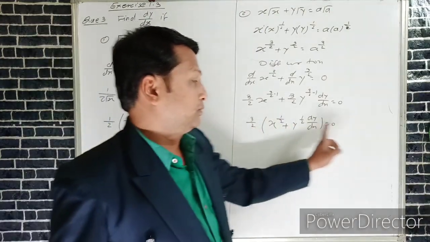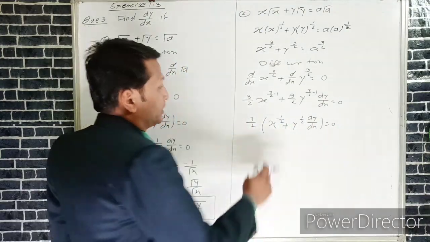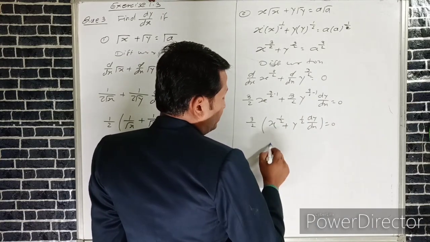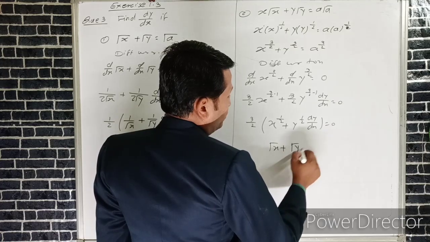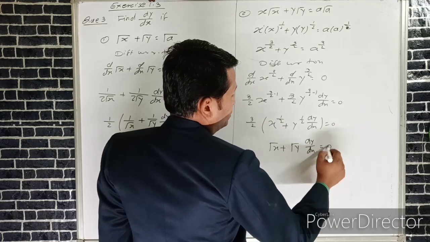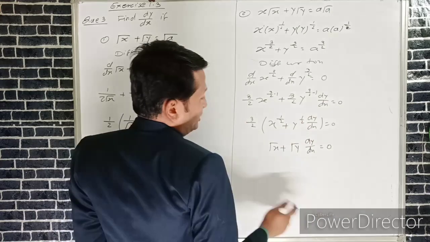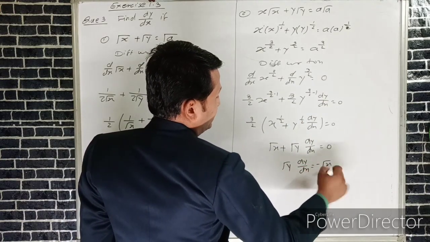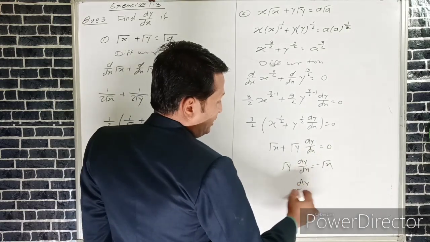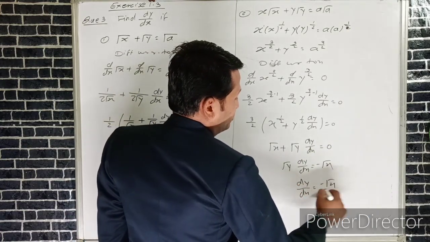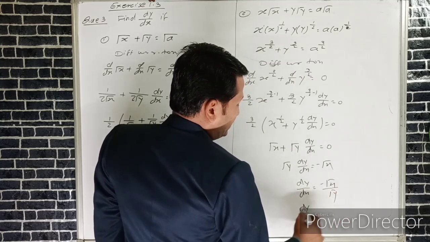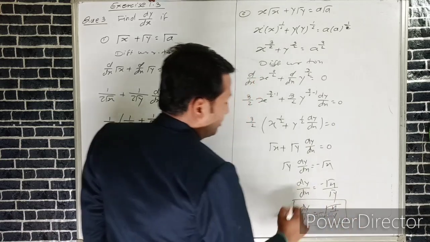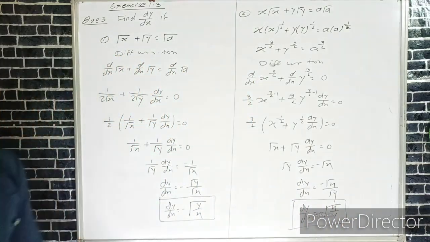If we shift this 3 by 2 to the right side, then 0 into 2 by 3 is 0. Also, x raised to the power 1 by 2 is root x, so we have root x plus under root y dy by dx is equal to 0. If we shift root x to the right side, we can write under root y dy by dx is equal to minus under root x. Hence dy upon dx is equal to minus under root x upon under root y. That is, we can write this again as minus under root of x by y, which is the required derivative of y, dy upon dx.